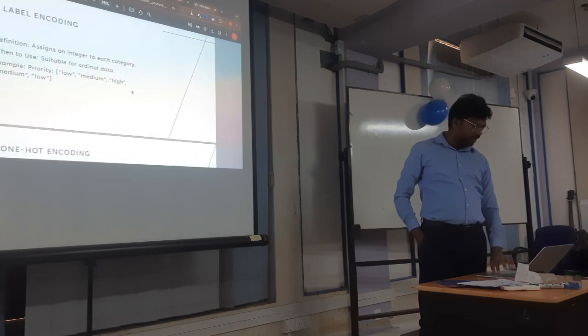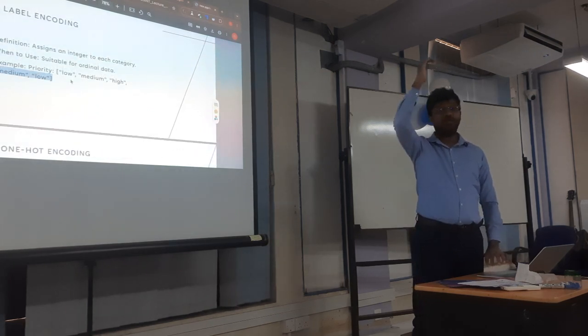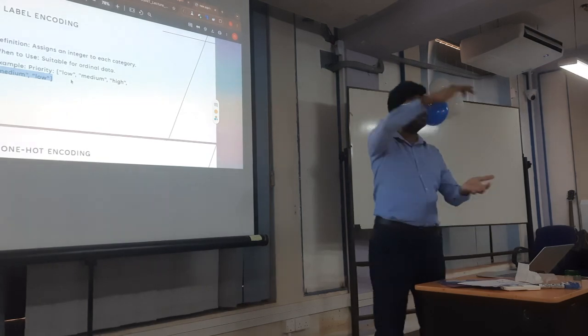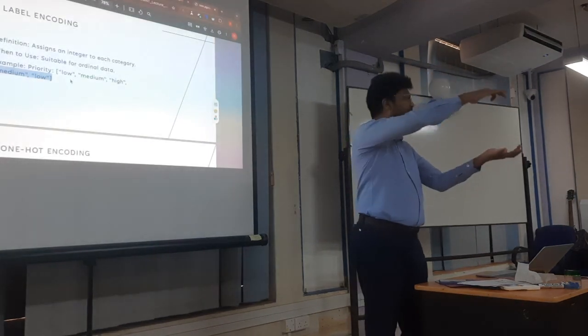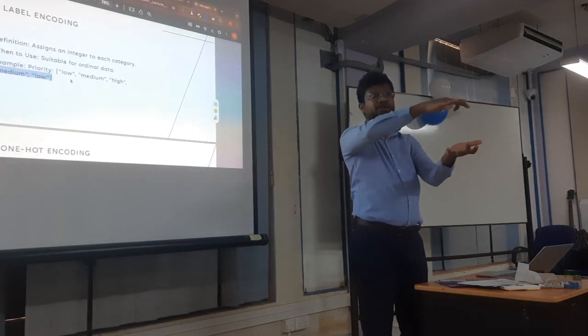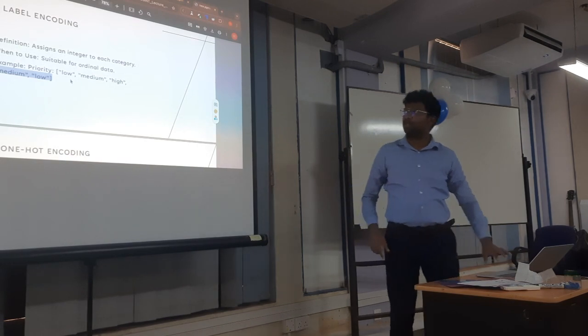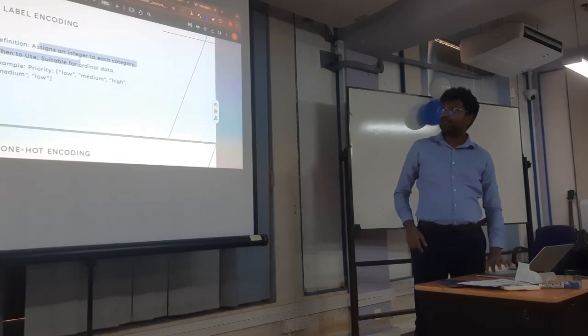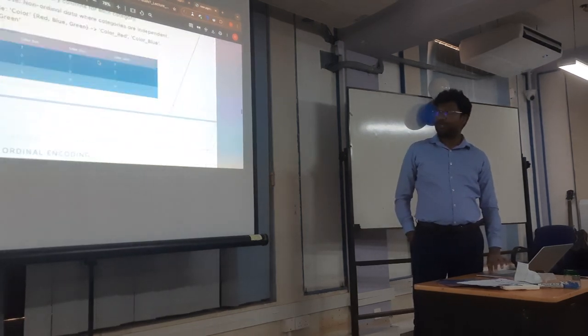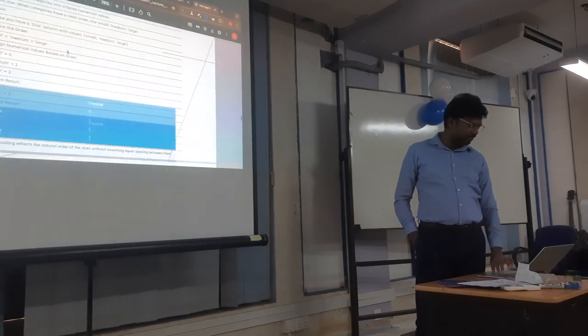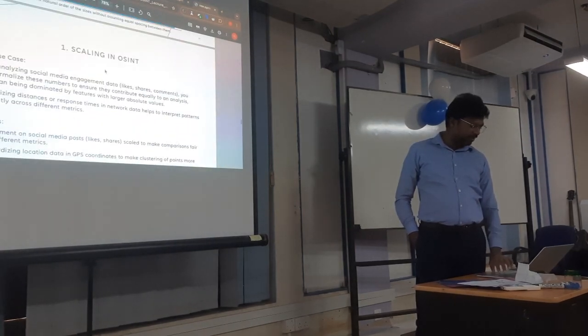So low, medium, high. What is this? You have a whole lot of data, and you want to simplify the analysis where you assign a category for each data point. For example, assign an integer. So you categorize and then you assign an integer for the categories. There are different techniques that we discussed about encoding and then scaling.